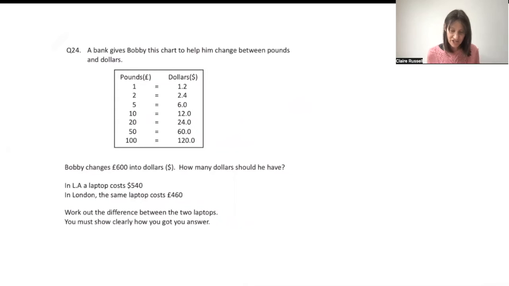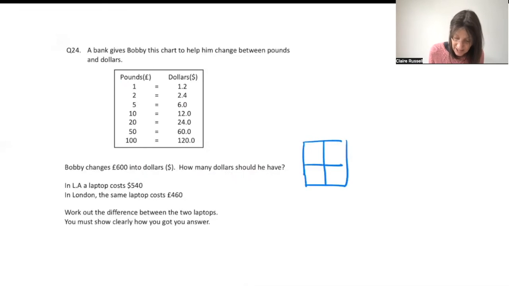Okay, so with this question, they've given us a table rather than an exchange rate, but it's still the same thing because every one of these I could be using if I wanted to as an exchange rate. So I've just got lots of options basically. So the first question says, Bobby changes £600 into dollars. How many dollars should he have? Now I can go straight here and use this if I want to. I could use this if I want to. And to be honest, I think I will use the 100 because getting from 100 to 600 is really quite easy, isn't it? So I've got my 100 matching to 120.